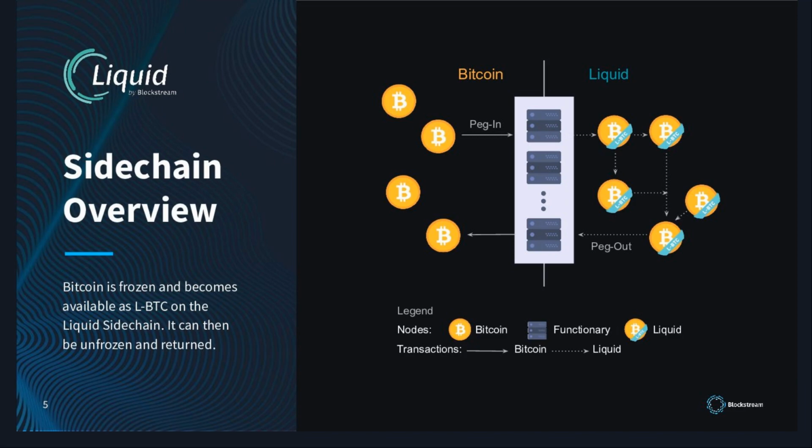And additionally, you have some new transaction types in Liquid, which are confidential transactions that allow you to send an amount without revealing how much you're sending, or revealing what asset you're sending. So this is something that's extra in Liquid compared to just normal Bitcoin. So it's really geared towards the trader.